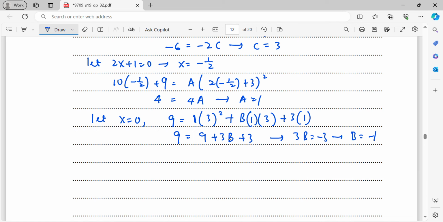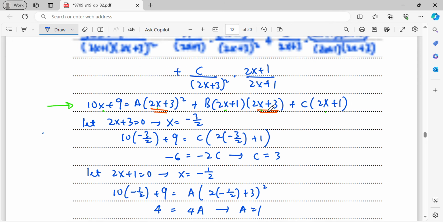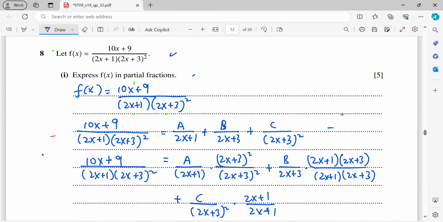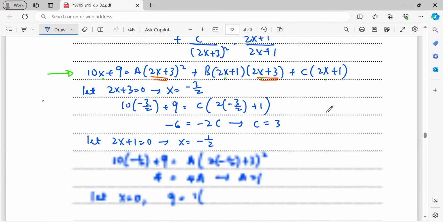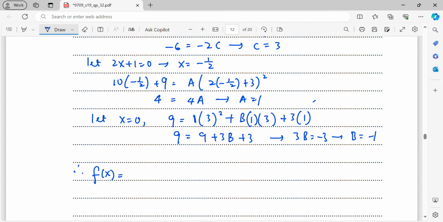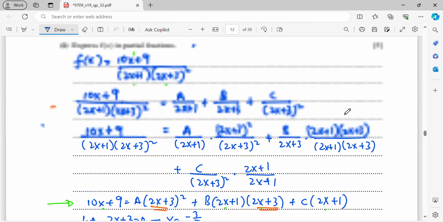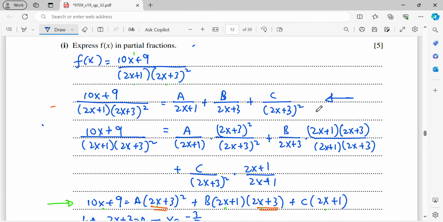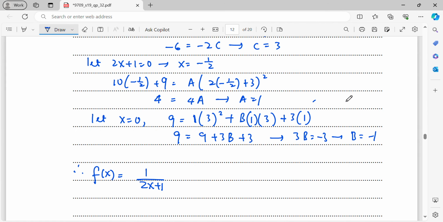Okay, so at last, I'm getting my partial fractions. So this is going to be, go back to this step, A over 2x plus 1. So now my A is 1, so 1 over 2x plus 1. And then plus B over 2x plus 3, plus C over 2x plus 3 squared. But the B is minus, so plus and minus becomes minus. Okay, and my C is 3, so plus 3 over 2x plus 3 squared. So that is my f of x.